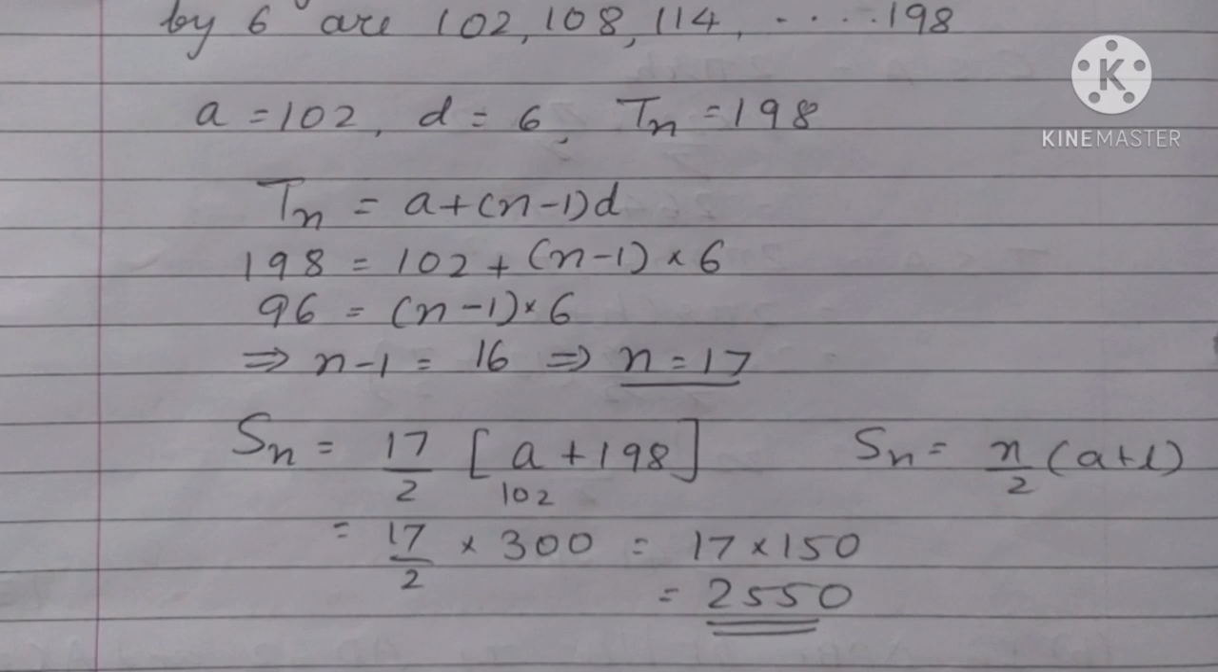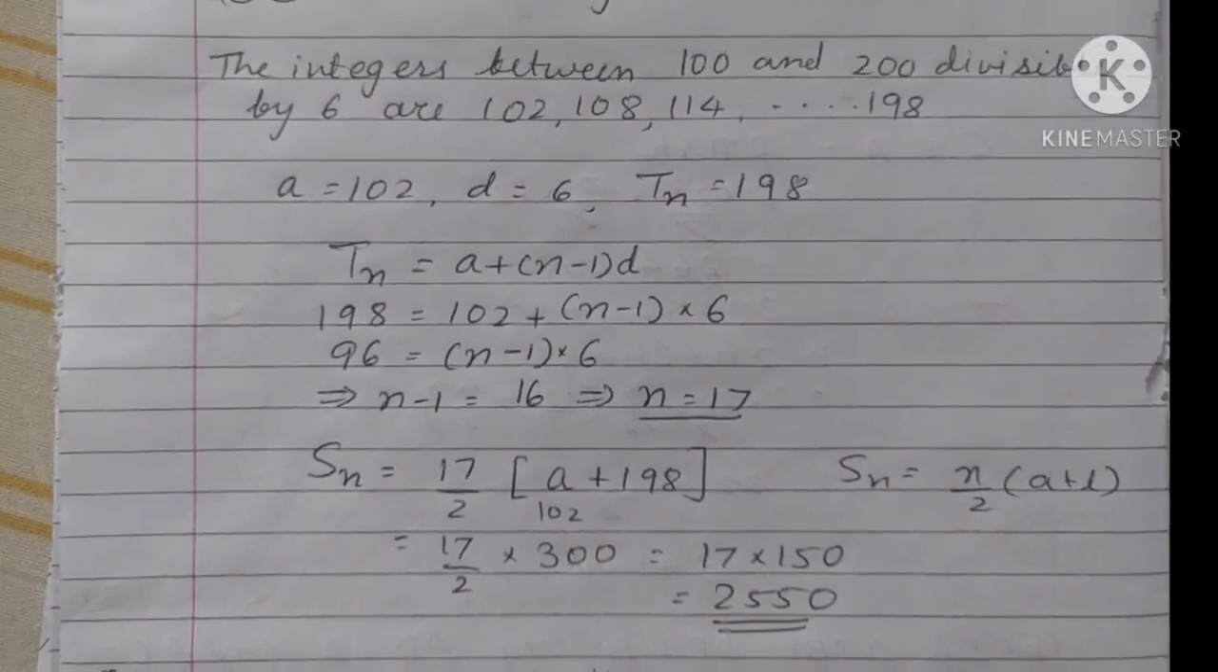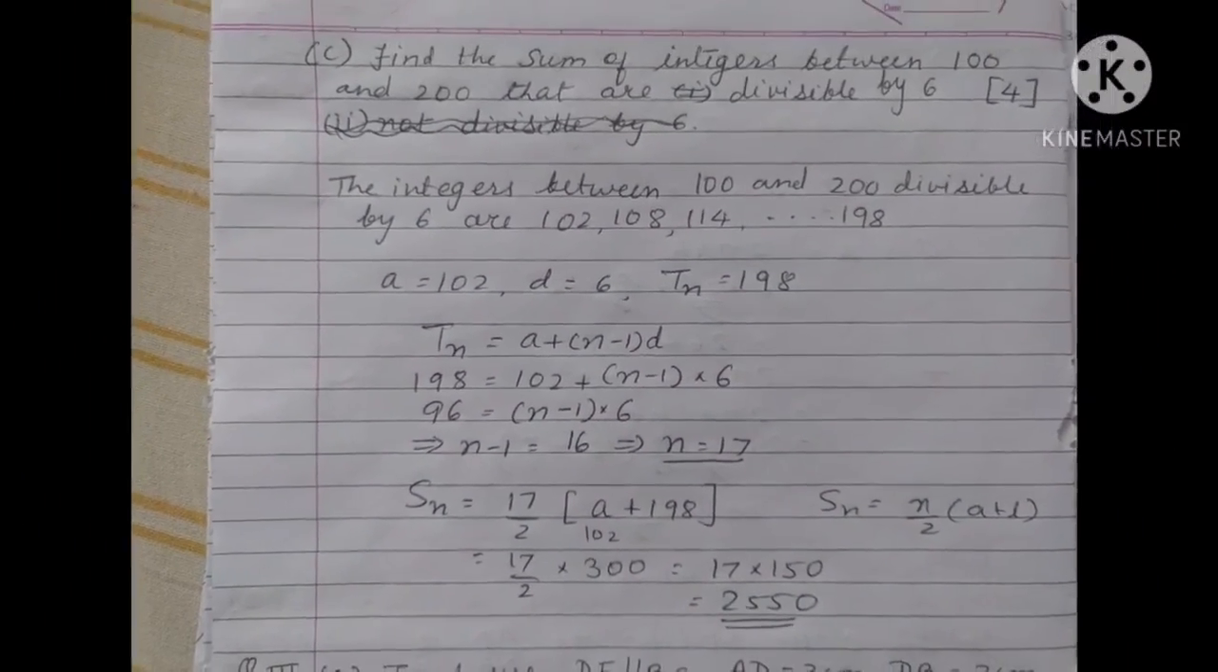Now we place the values in the sum of n terms formula, Sn is equal to 17 by 2 times (A plus 198). That is the direct formula, A plus L, which you can use as in this question we are given the last term also. So 17 by 2, and placing the values 102 plus 198, adding it we get 300. So by cancellation, 17 multiplied by 150, which is 2550. So let us move on to the next question.